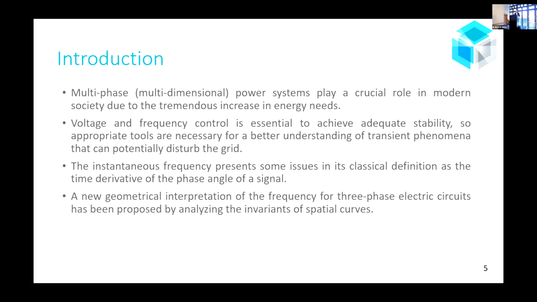To shed some light on this task, a new geometrical interpretation of frequency has been proposed recently by Professor Milano of a university in Ireland. Specifically, he proposed to deal with three-phase systems using the geometric invariance of the voltage curve. So we propose in our work to generalize the concept of frequency to an arbitrary number of phases by applying geometric algebra and differential geometry.